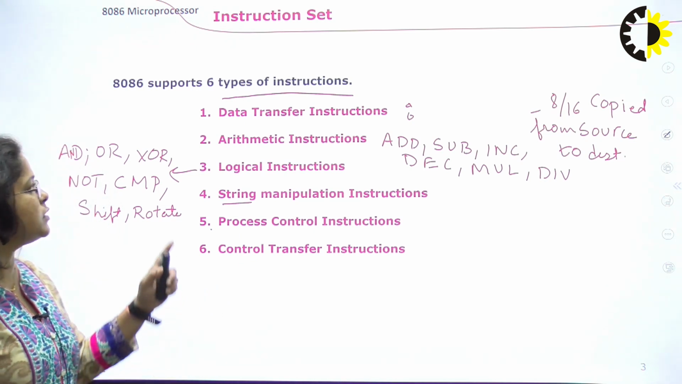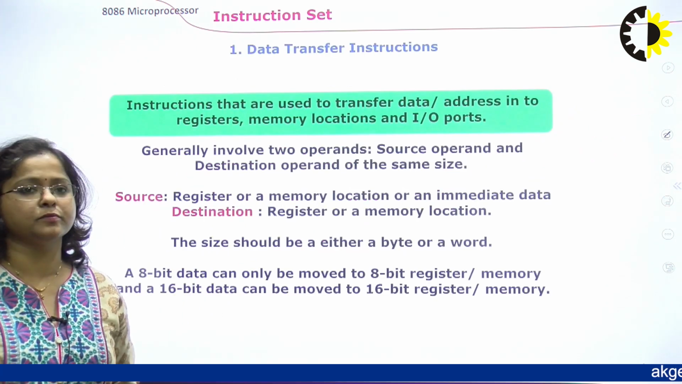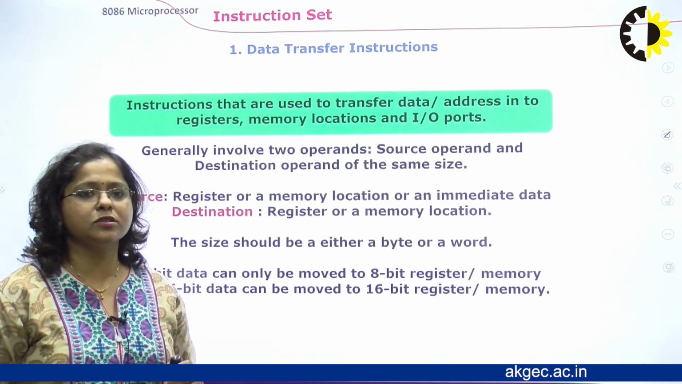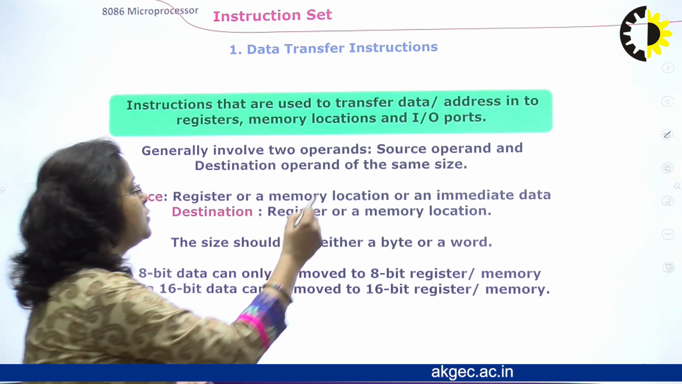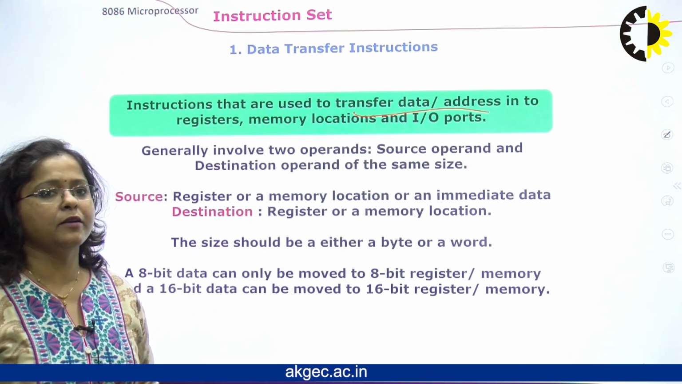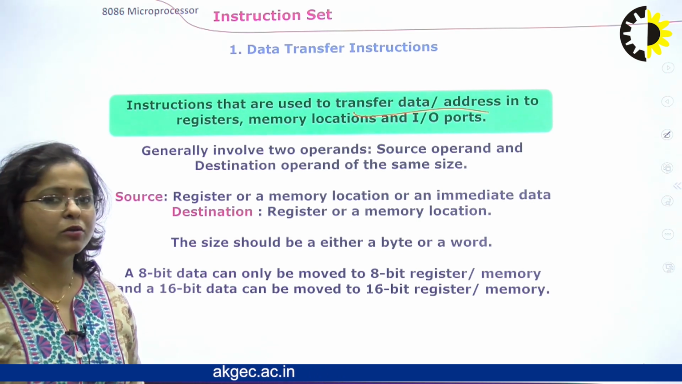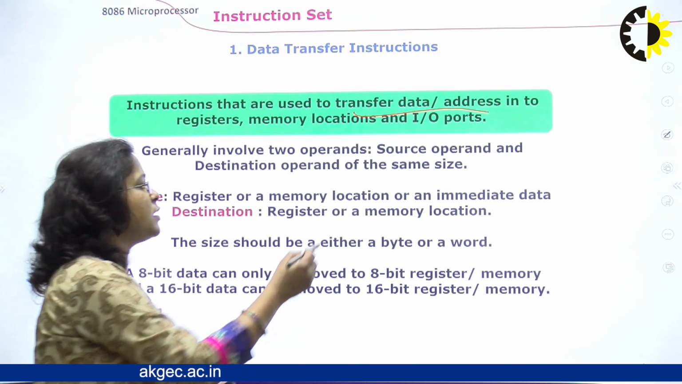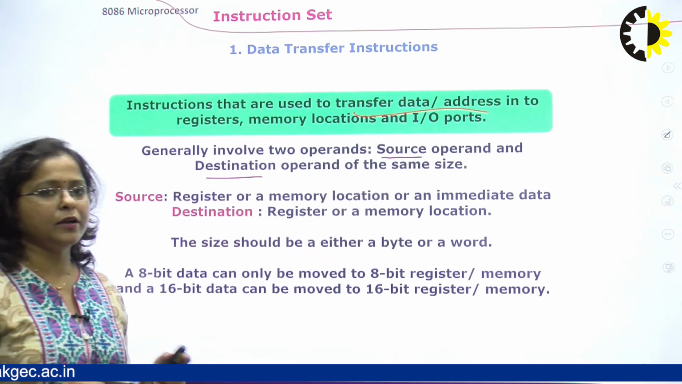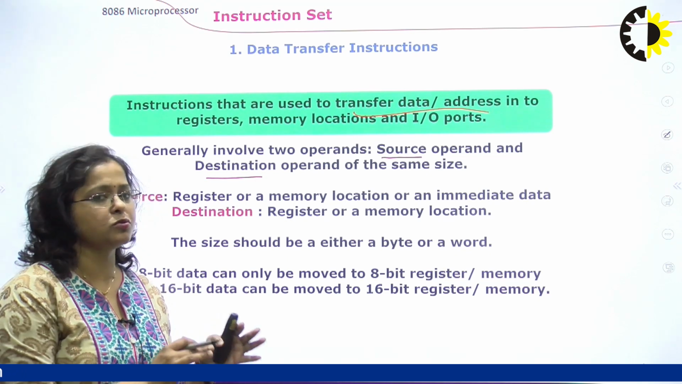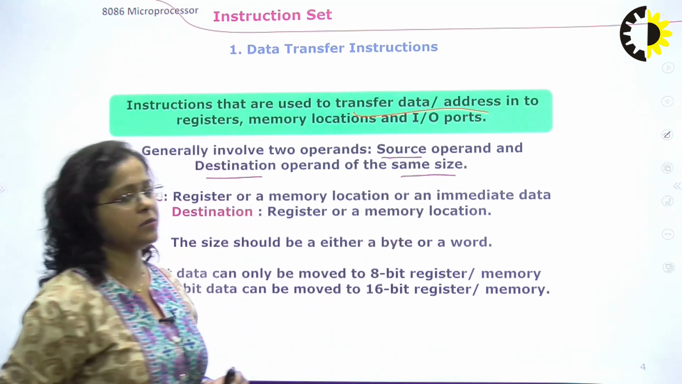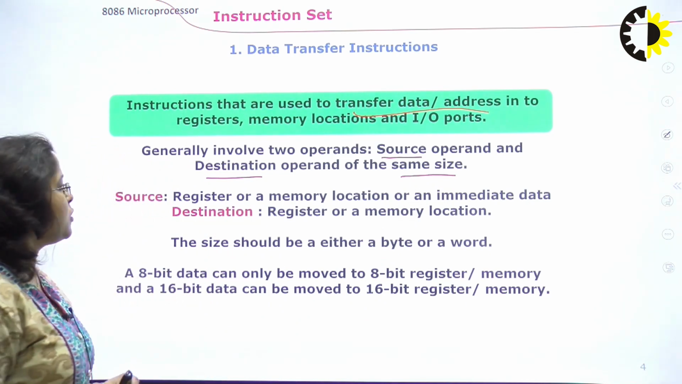So, we will start with the very first group, that is the data transfer group. In the data transfer group, the instructions are used to transfer data or addresses into registers, memory locations or IO. Basically there are two operands, one called the source and the other called the destination, and it just copies the data from source to destination. And both operands must be of the same size, that is either both will be word or both will be byte.